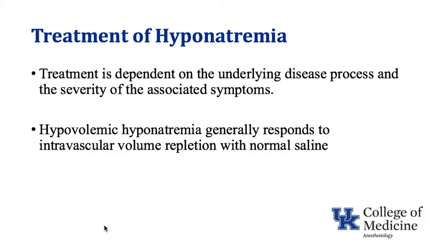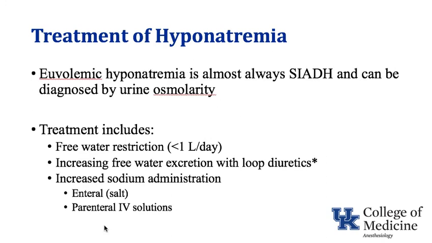Hypovolemic hyponatremia generally responds to intravascular volume repletion with normal saline. Euvolemic hyponatremia is almost always SIADH and therefore can be diagnosed by urine osmolality. The treatment for SIADH and most other forms of euvolemic hyponatremia are free water restriction, typically to less than 1 liter per day, increasing free water excretion with a loop diuretic, and increasing sodium administration either through enteral salt tablets or parenteral IV solutions.